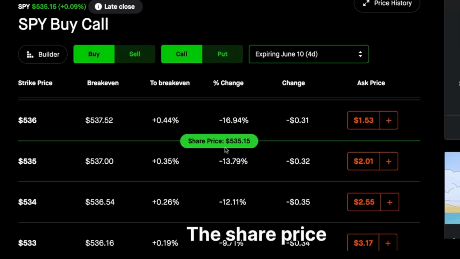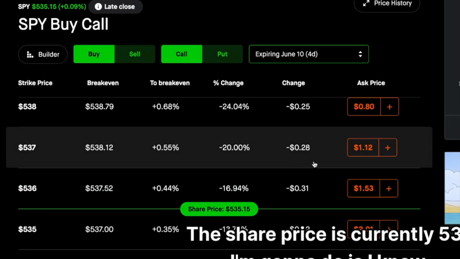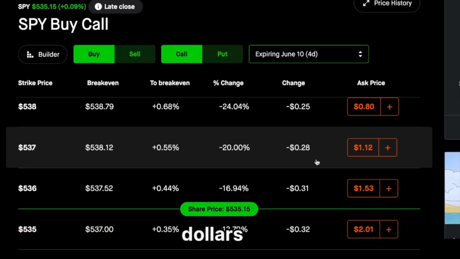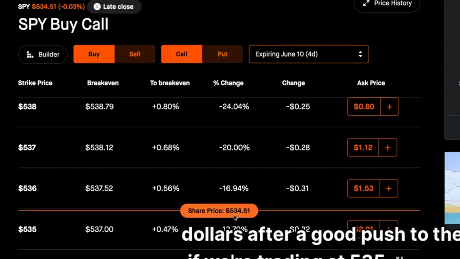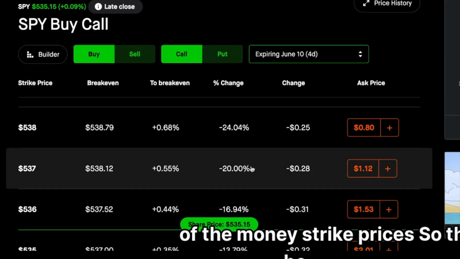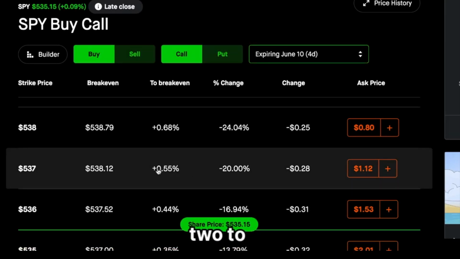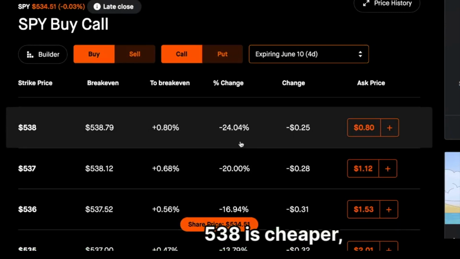The share price is currently 535. So what I'm going to do is I know I need to understand how much SPY moves. SPY typically moves anywhere from $2 to $3 after a good push to the upside. So if we're trading at 535, I'm going to get out of the money strike prices. So that's going to be most likely 538. If we're at 535, 2 to 3 strikes out would be 537 or 538. 538 is cheaper, so I'm going to click on that.